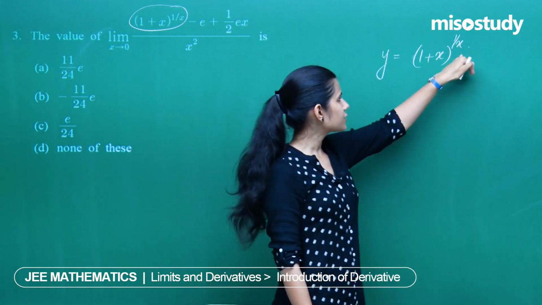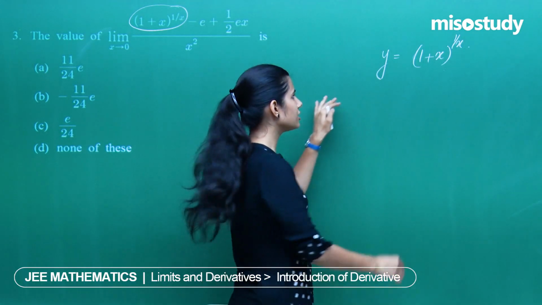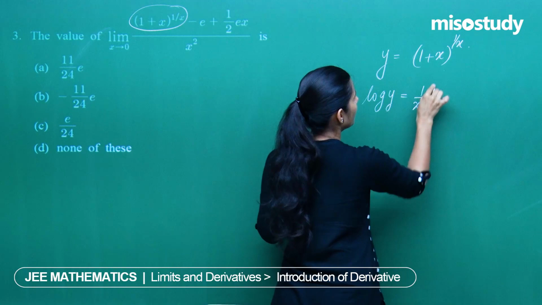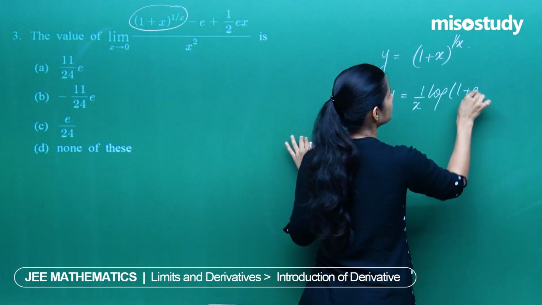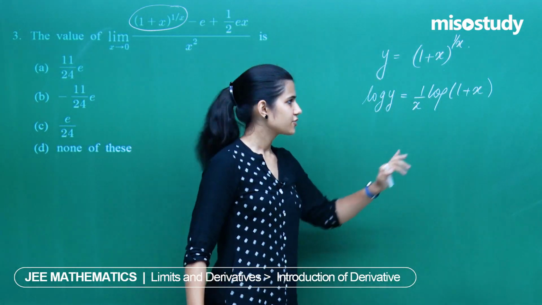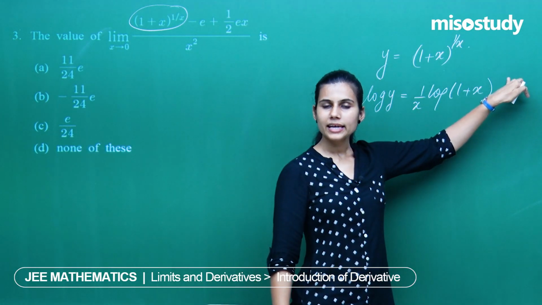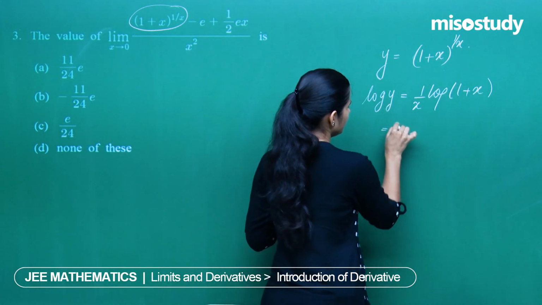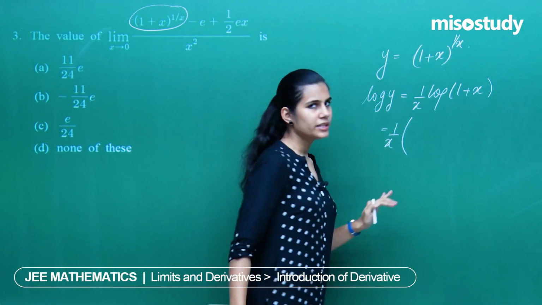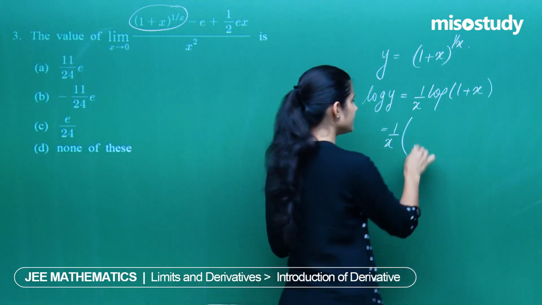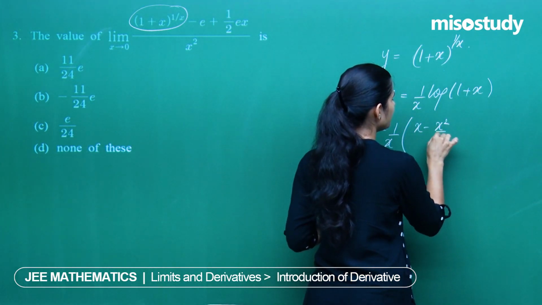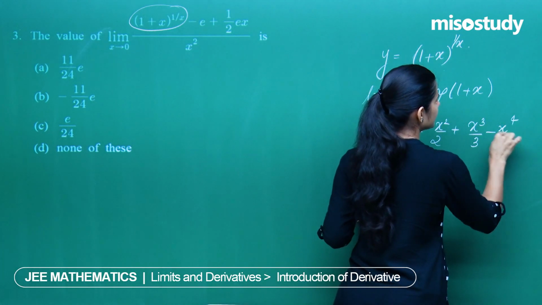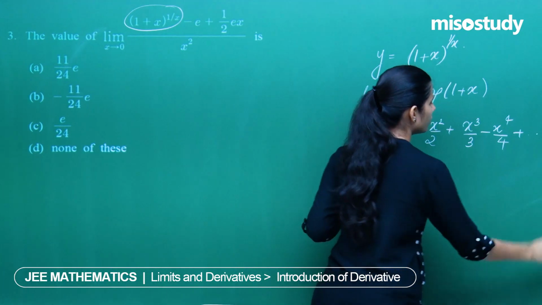You know, in order to bring this 1 by x ahead, I need to bring log into picture. So I bring log into picture, I say that log y is 1 by x log of 1 plus x. This is actually log of (1 plus x) whole to the power 1 by x, which becomes 1 by x log 1 plus x. Very well versed with the expansion of log of 1 plus x. What is it? It is x minus x squared by 2 plus x cubed by 3 minus x to the power 4 by 4 and so on.